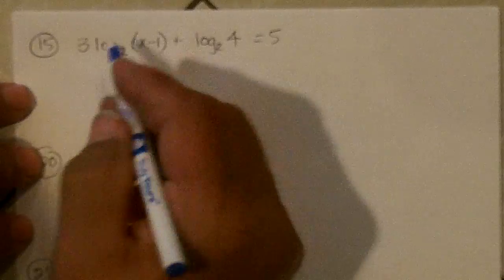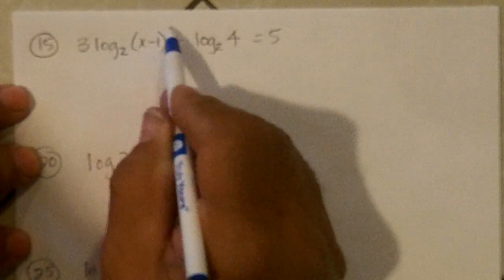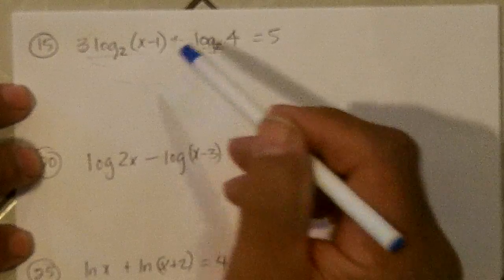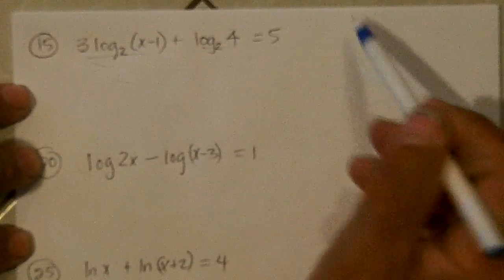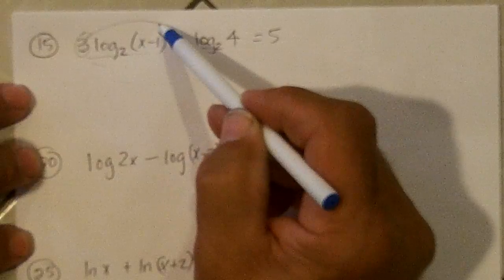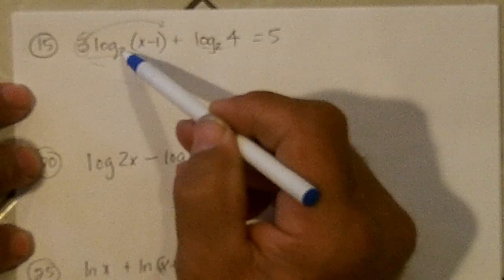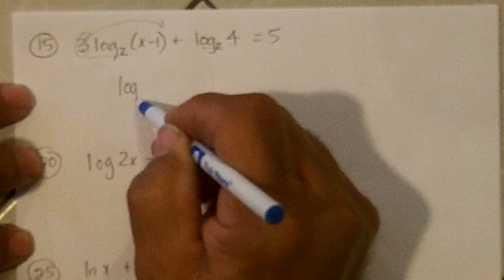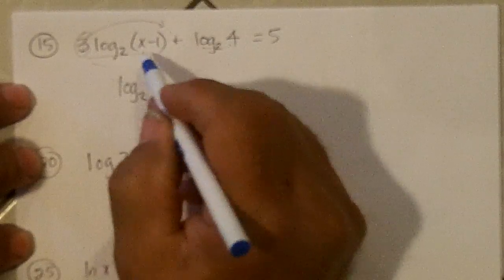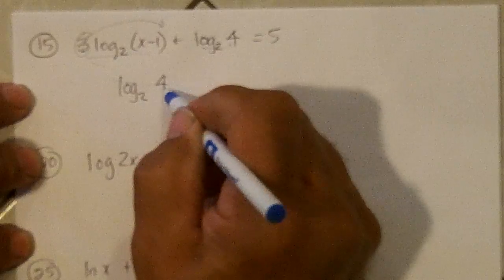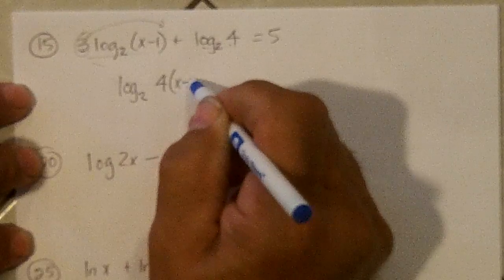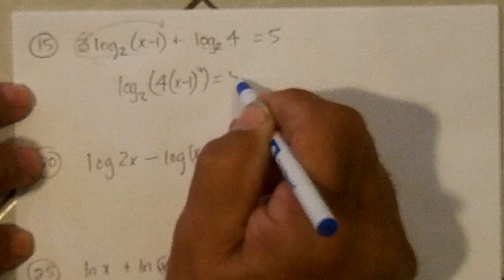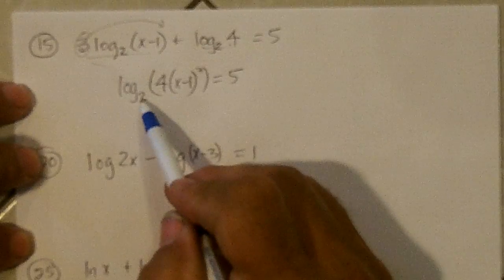5.6. So I can move if I have two logs and equals a number, so it'd be nice if this was a single log so that I could write it as a power equation. So 3 can go up as a power, and the sum of two logs is the log in the same base of the product. So I'm going to have 4 times (x minus 1) to the third. The log of that equals 5, and so now I'm going to write it as a power.